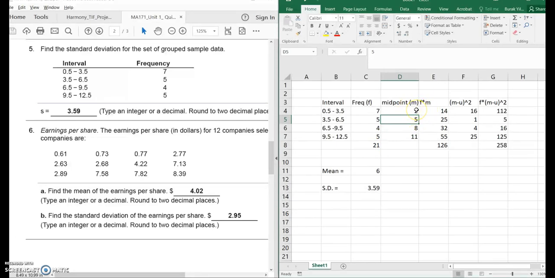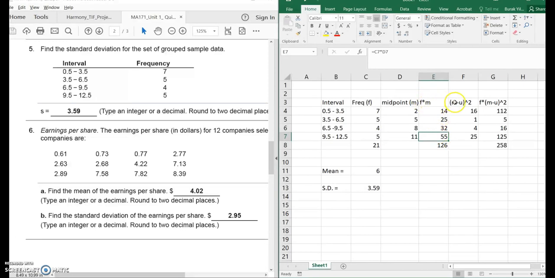So now the next thing we need to do is frequency times the midpoints. We literally just multiply these two columns. Notice it's C4 times D4. So we're multiplying 7 and 2, which is 14. And then 5 and 5, which is 25. 4 times 8, 32. 5 times 11, 55. So that's frequency multiplied by midpoint.